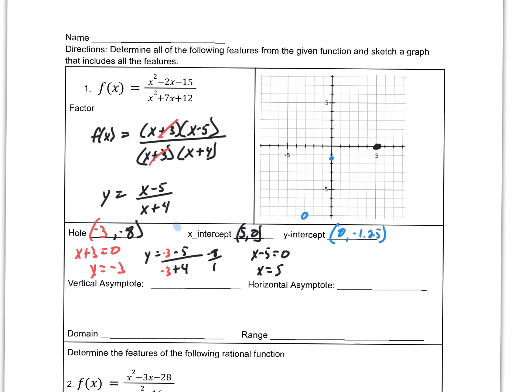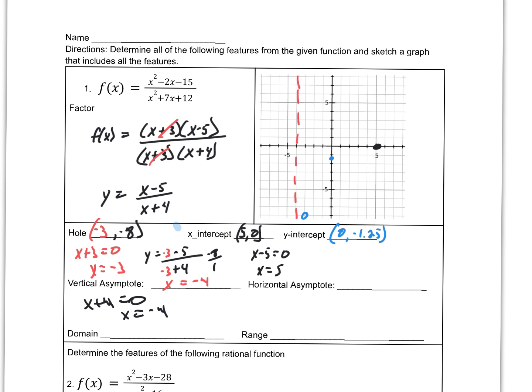Okay. So now we need to take a look at the asymptotes, the vertical asymptote and the horizontal asymptote. So the vertical asymptote, remember, that's when we set the denominator equal to 0. So if our denominator is x plus 4 and we set that equal to 0, then x equals negative 4. So we have a vertical asymptote at x equals negative 4, which is just here.